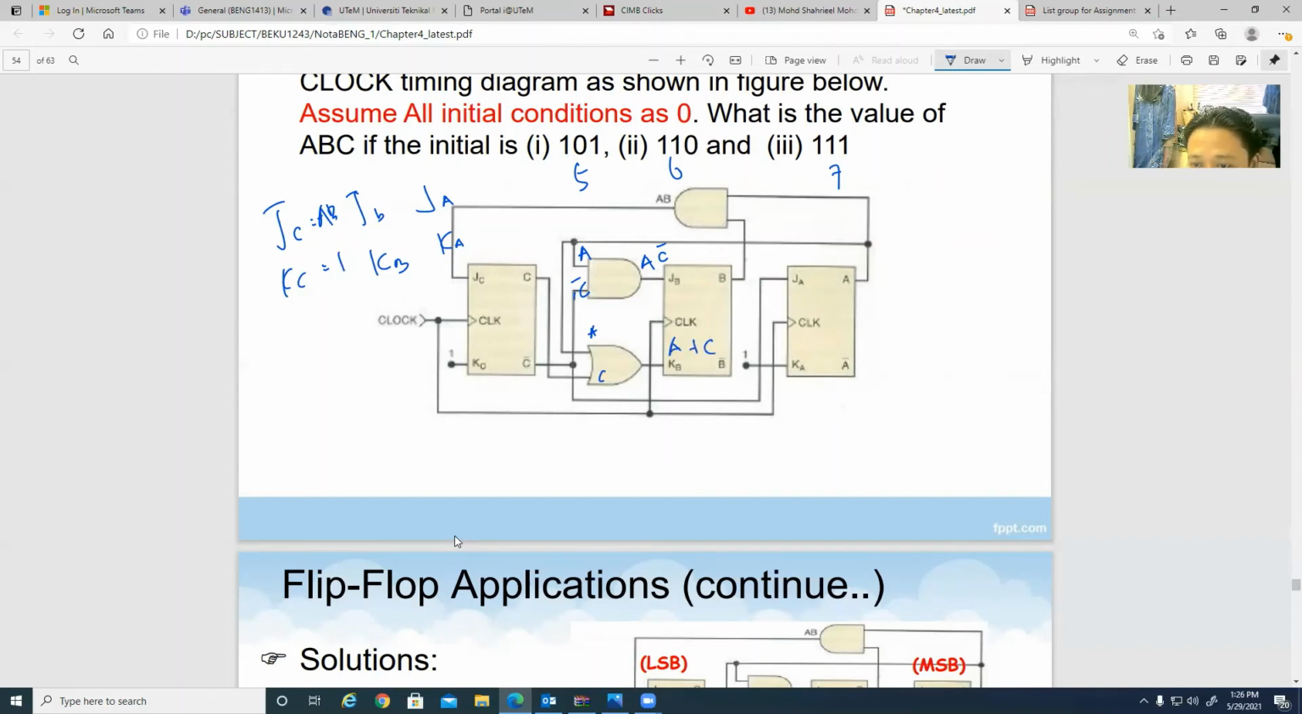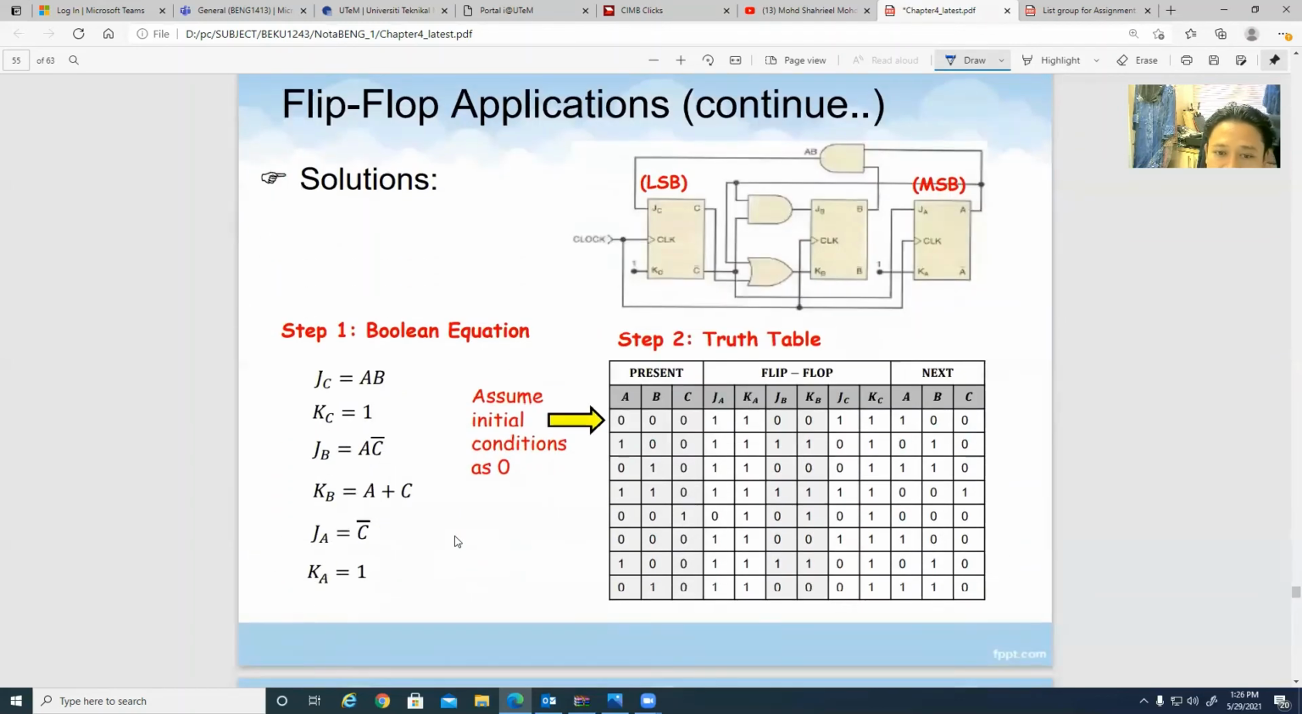So it's the same like JA and KA. So this is the Boolean equation: JC is AB, KC is 1, JB is A C bar, KB is A plus C, and then JA is C bar, and KA is 1. After the first step, you get the equations here.